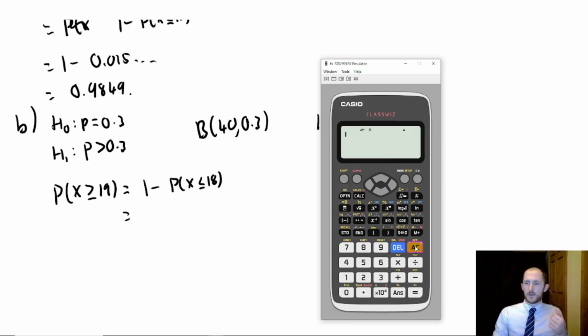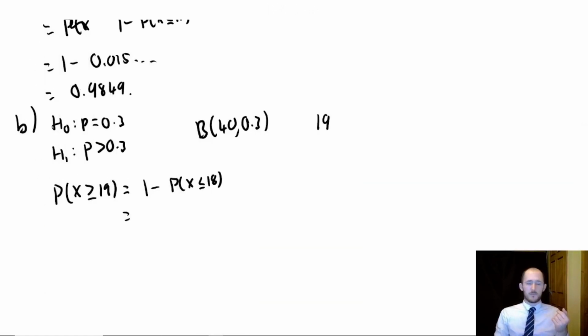Menu, go down to 7. And again, we're not using binomial PD, we're using binomial CD, the cumulative distribution. Go option 2 for variable. X is 18, n is 40, and the probability is 30%. And we get 0.9852. So I'm rushing through it because I'm going to use the calculator to work out 1 minus that.